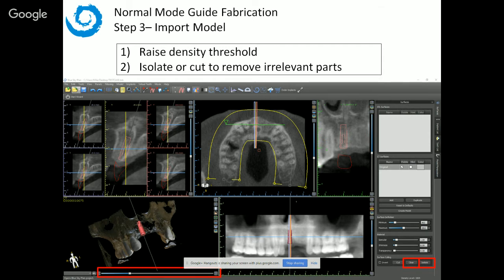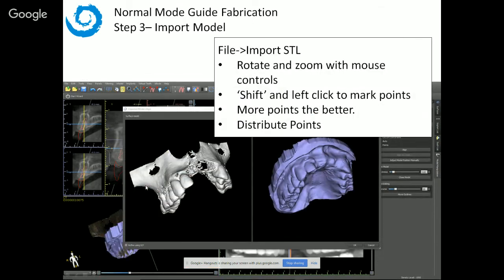Later in the presentation, we're going to discuss additional steps, additional techniques that could be used for high scatter cases when there's a tremendous amount of noise and restorations. But even when you're not in that situation, I recommend two things, very quick: raise the density threshold and use the isolate and cut functionality.